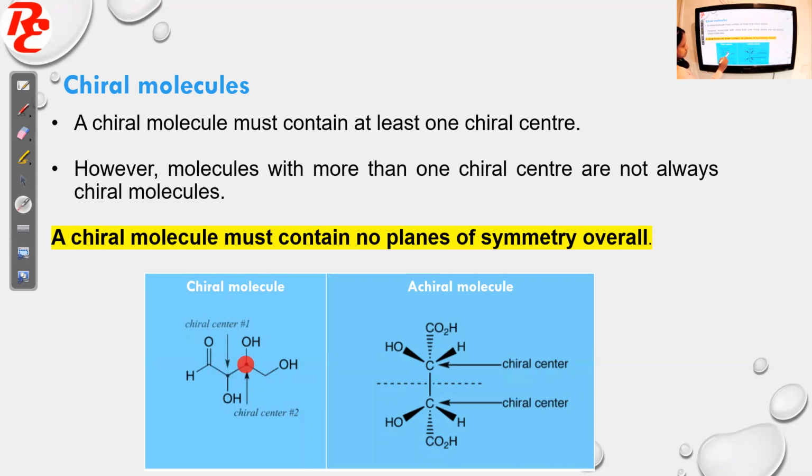That other carbon is also a chiral center because it has 4 different groups around it. It has OH, CH2OH, hydrogen here, and then this big group. So that's a chiral center. So you have 2 chiral centers here. The molecule doesn't have a plane of symmetry. Therefore, this molecule is a chiral molecule.